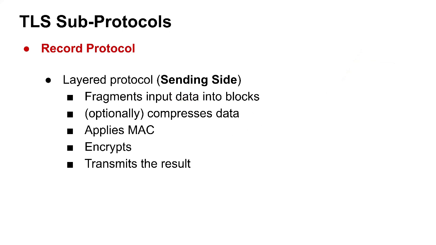Then the last one is the record protocol. So this is a layered protocol that's responsible for fragmenting, encrypting, and sending data. On the sending side, you're going to see the sending party fragment the input data into blocks. This input data would be whatever your application is handing to it. Optionally, it compresses that data. That isn't used very commonly. It applies a MAC, encrypts that, and then it transmits the result to the peer.